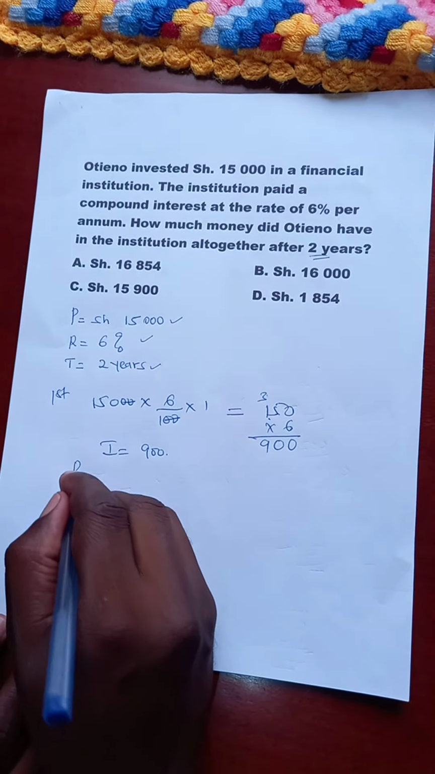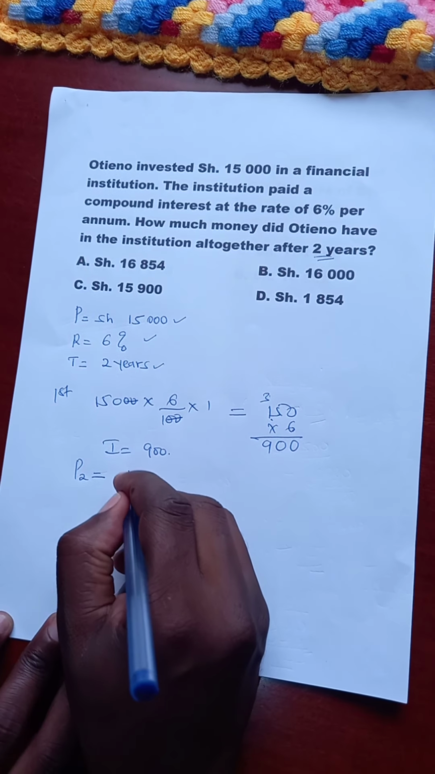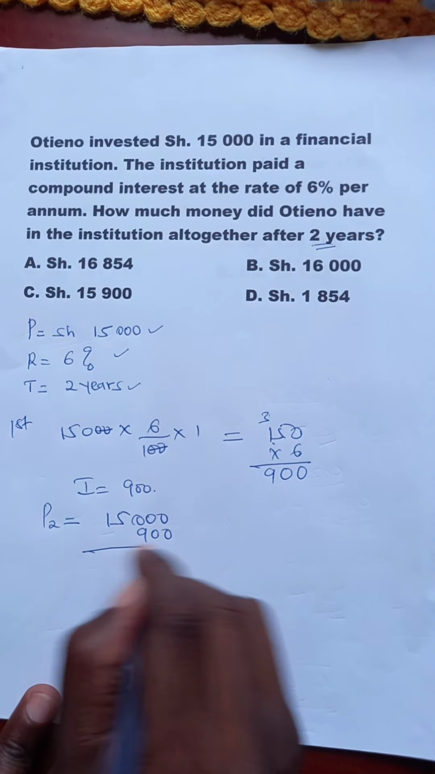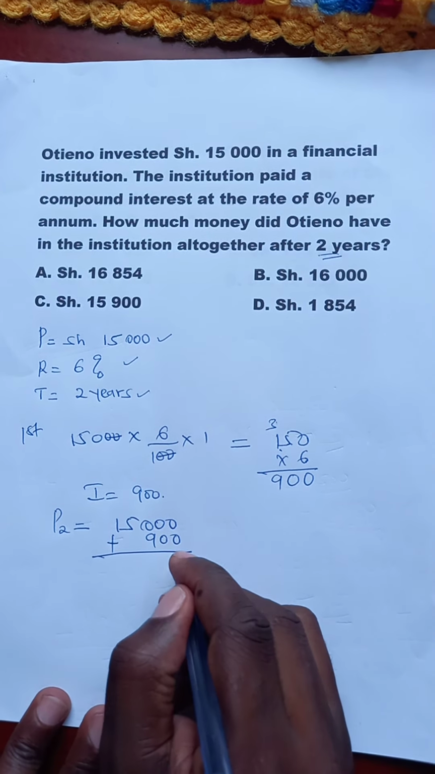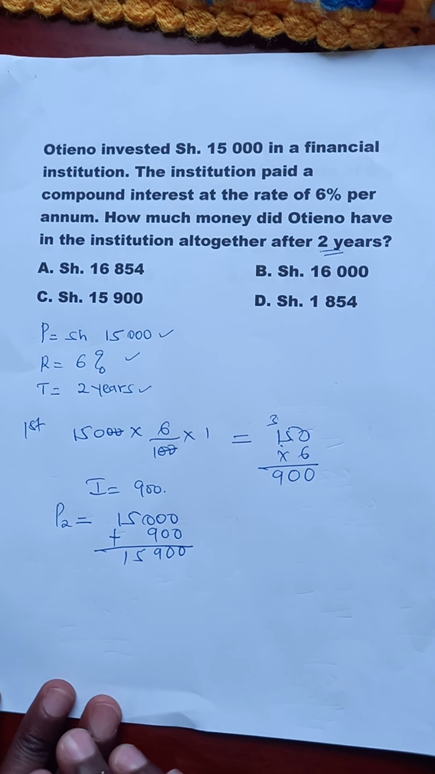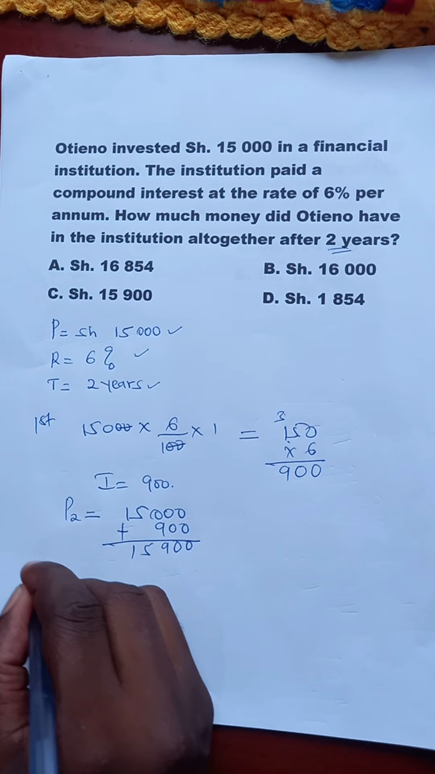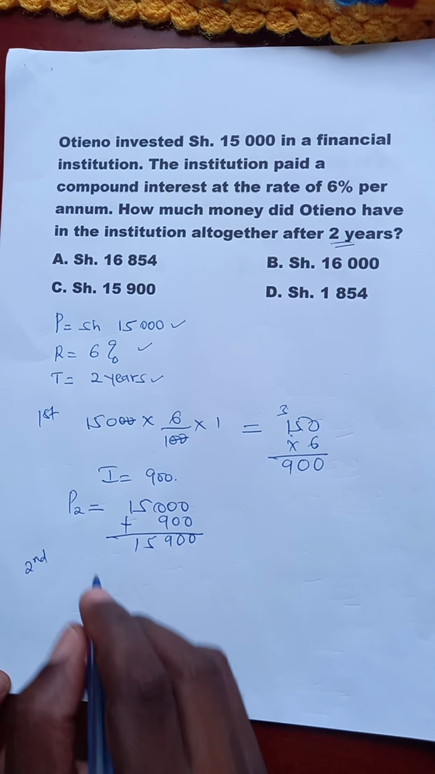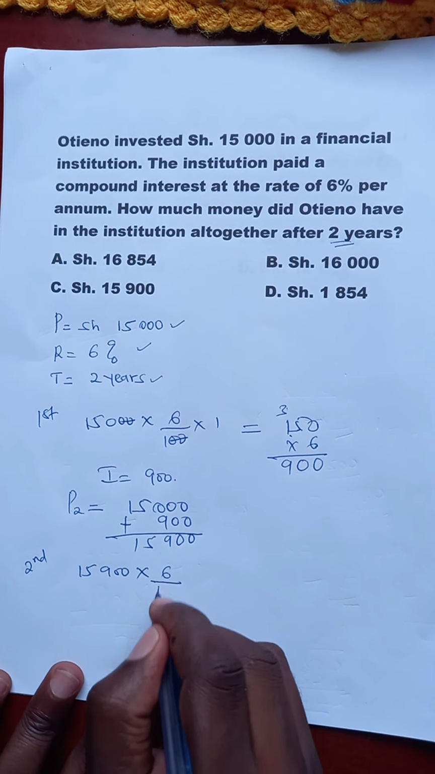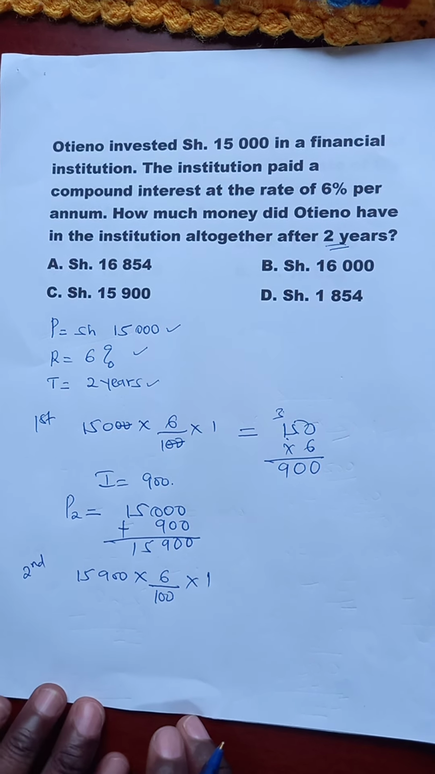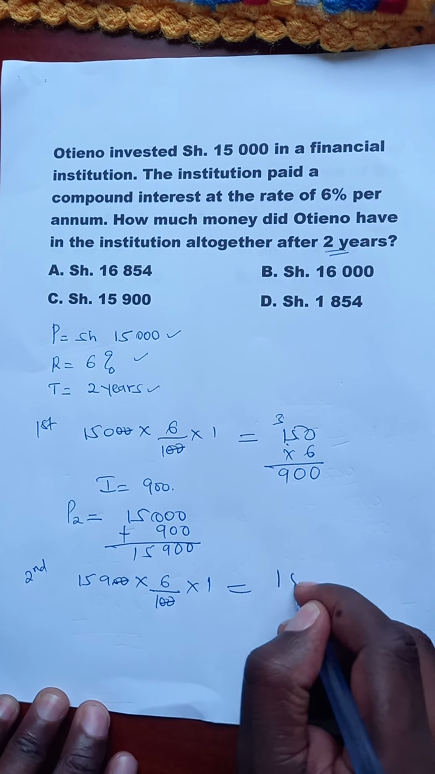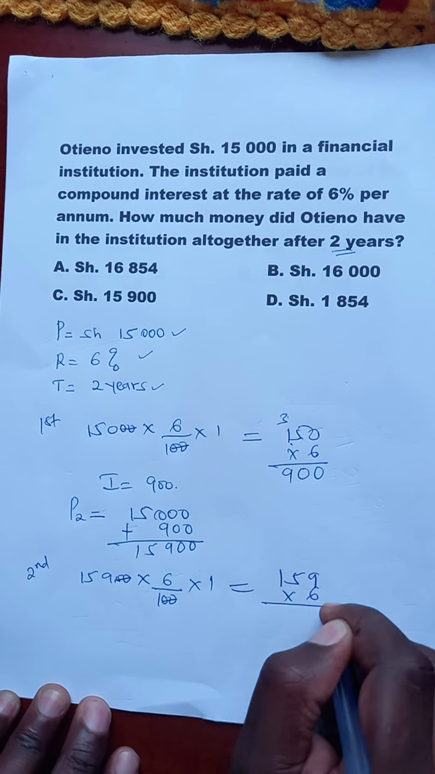So to get the second principal, it will be our first principal, the money invested, 15,000, plus the interest earned in the first year, which is 900 shillings. You add, you get 15,900. Let's get the interest of the second year. It will be our new principal, which is 15,900 times our rate, which remains the same, 6% times 1. The zeros go, 2 zeros go. You're left with 159 times 6.